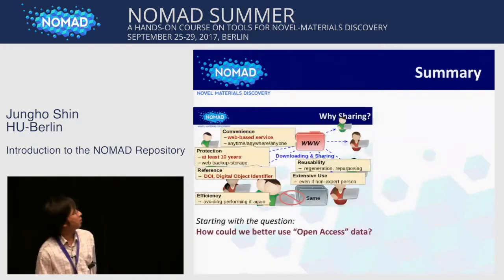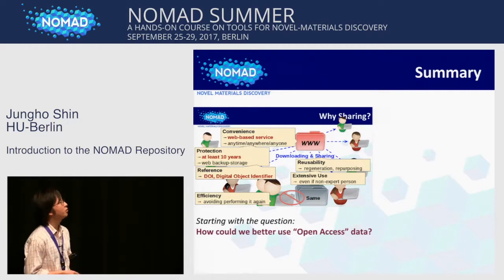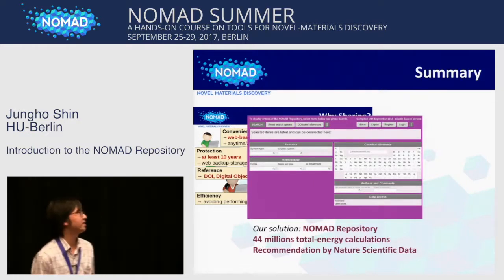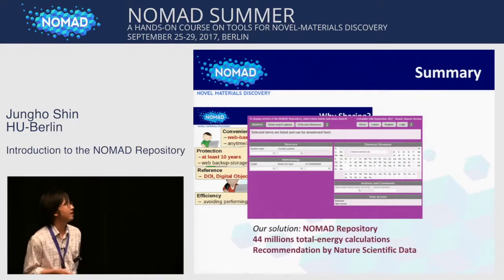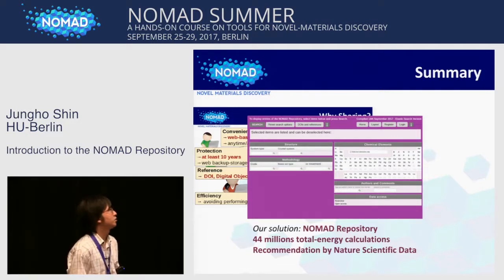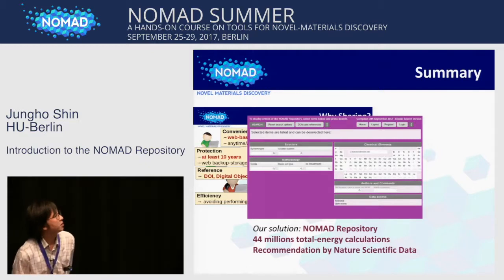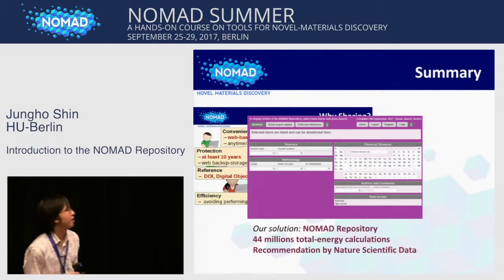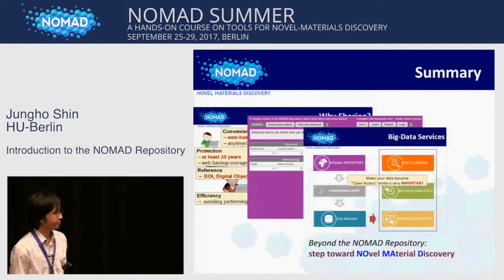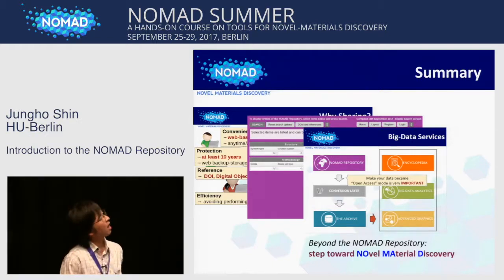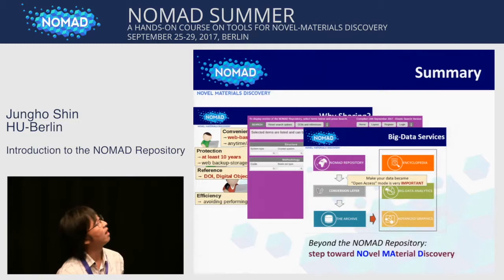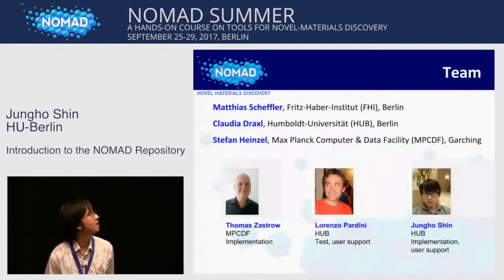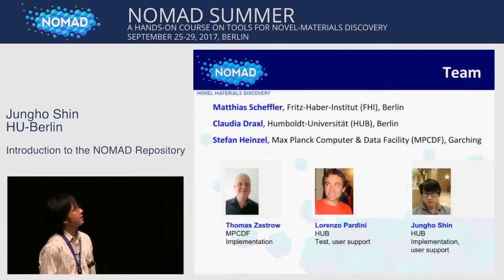And here's a summary of my talk. First, I started with this question: how could we better use open access data? And our exact solution is the NOMAD repository. We have many achievements through the NOMAD repository here. We stored 44 million total energy calculations in the repository, and we are recommended by Nature Scientific Data. And beyond the NOMAD repository, we are going a step toward novel materials discovery by offering this kind of big data services.